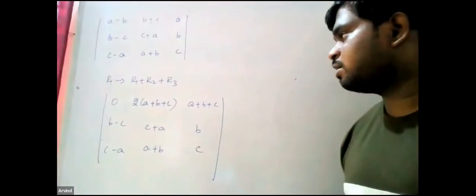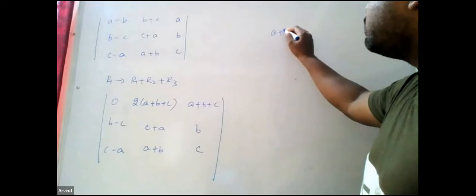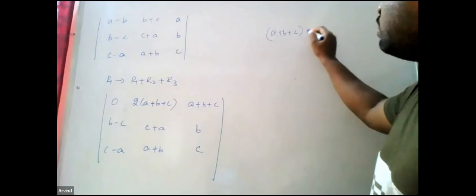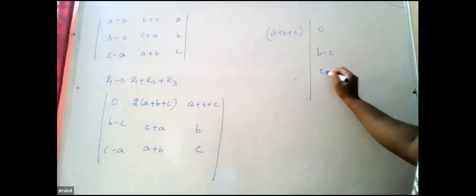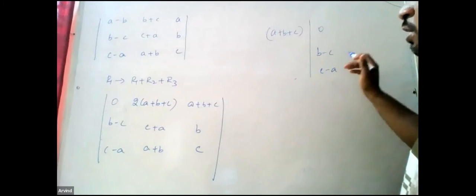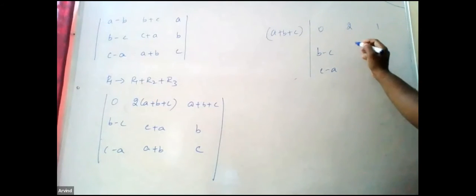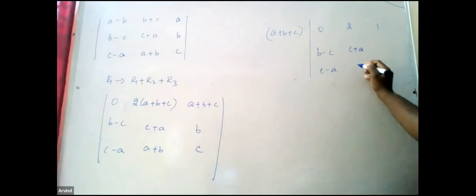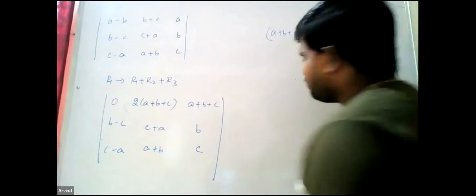Now in the first row we can take A plus B plus C common. Since there is 0 here, you can take anything common, doesn't matter. So if we take A plus B plus C common, you will be left with 0, B minus C, C minus A. Then here you will have 2, here you will have 1, C plus A plus B, B, C. Okay. You will have like this.